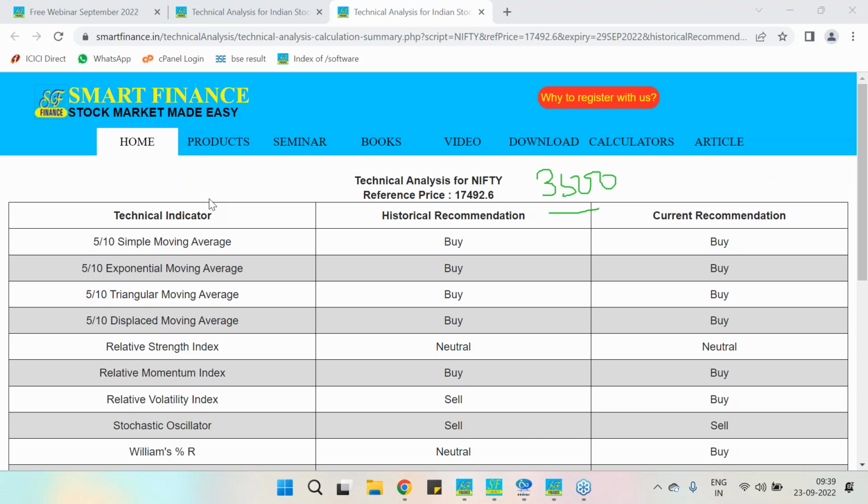Simple moving average, exponential, triangular, time series moving average, displaced, many things. You can get 30 moving averages from there. Then pivot itself, you have some 10 to 12 pivot methods.